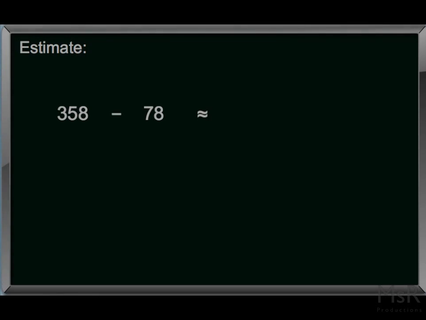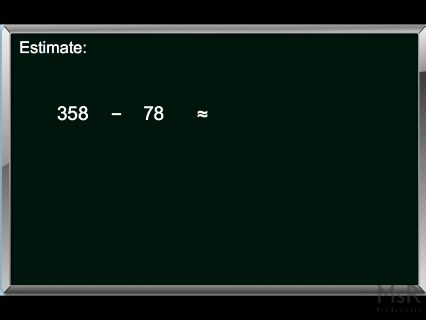Today we're going to be taking a look at how to subtract numbers by estimating. So let's take a look at our first example. We're going to estimate 358 take away 78. Now we're going to have to remember our rounding rules to be able to do this. The first thing that we need to do is round each of these numbers to the nearest 10 before we subtract them.